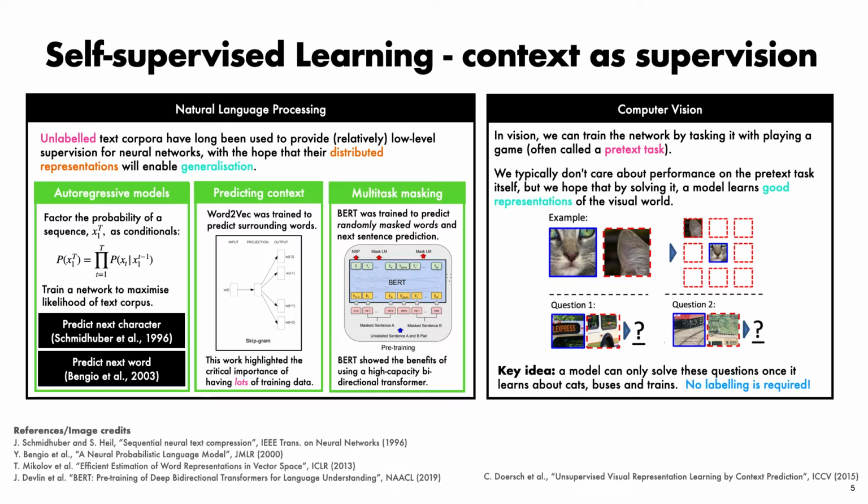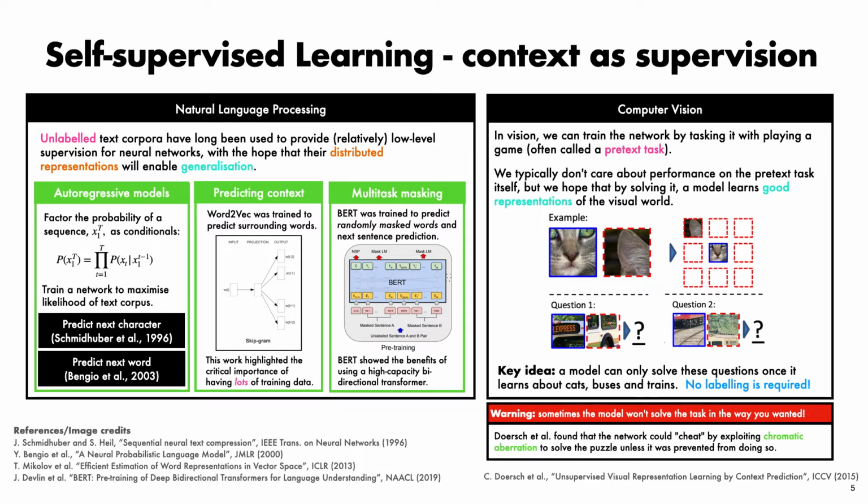The key idea is that a model can only solve these questions once it learns about cats, buses, and trains, and importantly, no labelling is required to construct this task. This seems like a cute idea, and it is, but a warning is needed. Sometimes, the model won't solve the task in the way that you wanted.